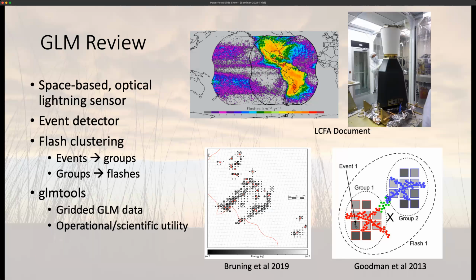And so what was developed was an open source Pythonic package called GLM tools. And this takes the footprint of the data created by the events of each flash and then is able to create these spatially continuous gridded products. And these can be used operationally and are being used currently within National Weather Service forecast operations and are also of scientific use as well and for further studies.